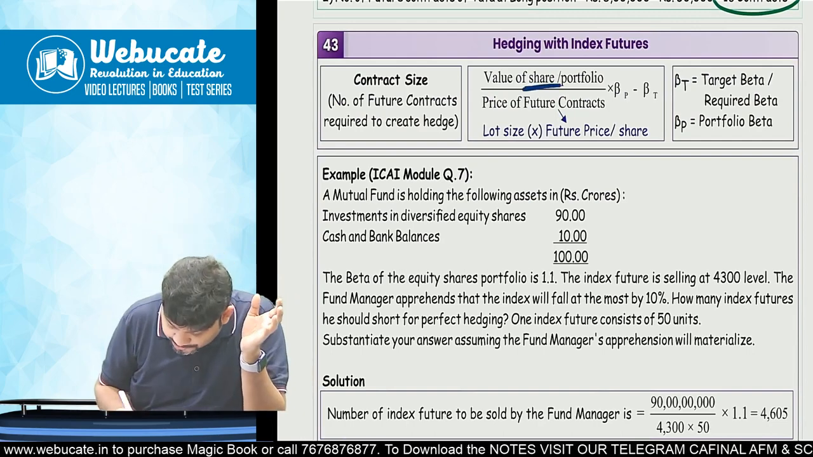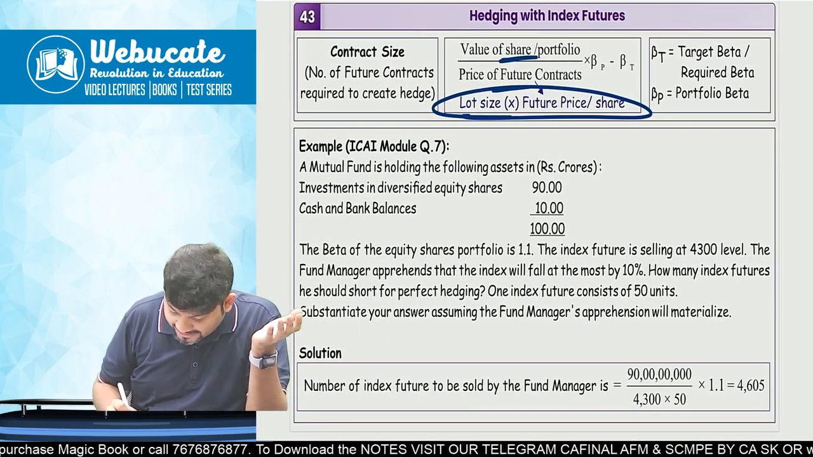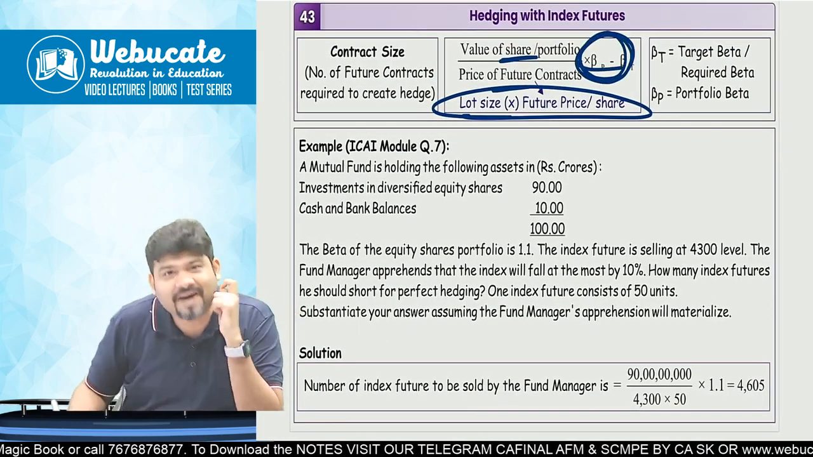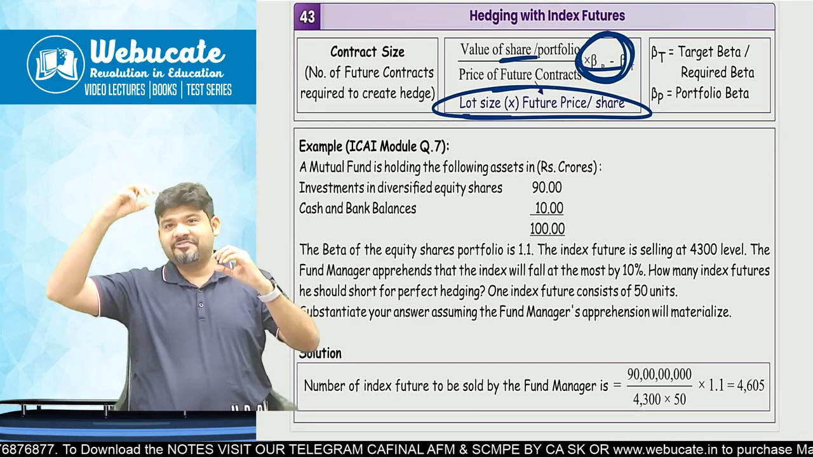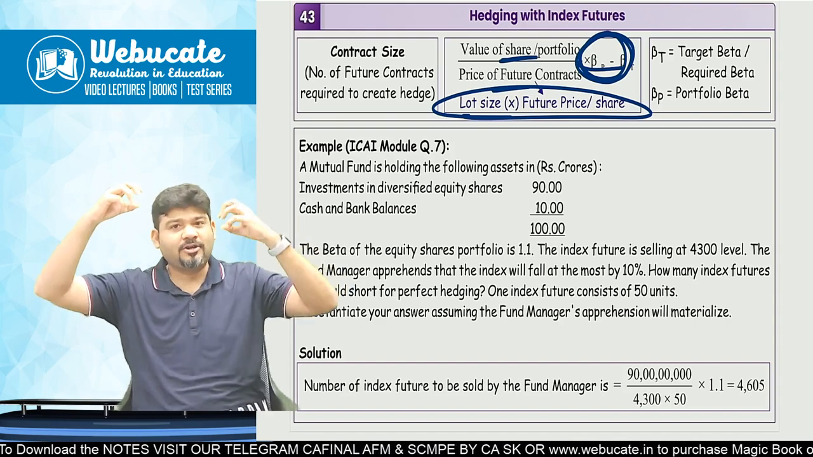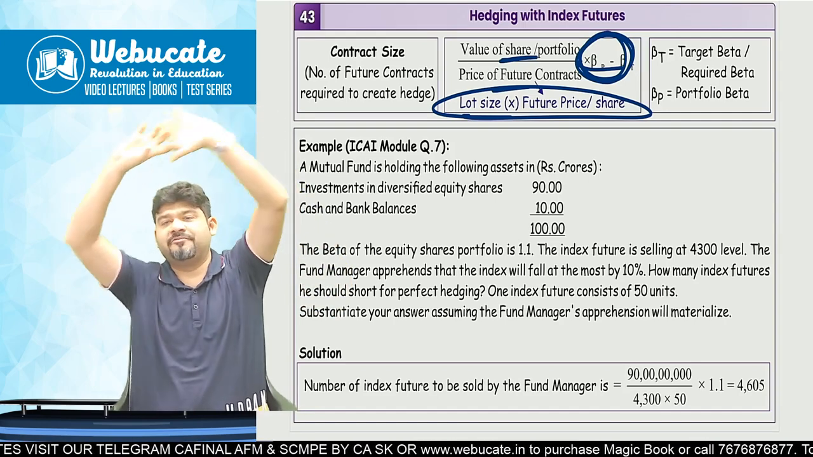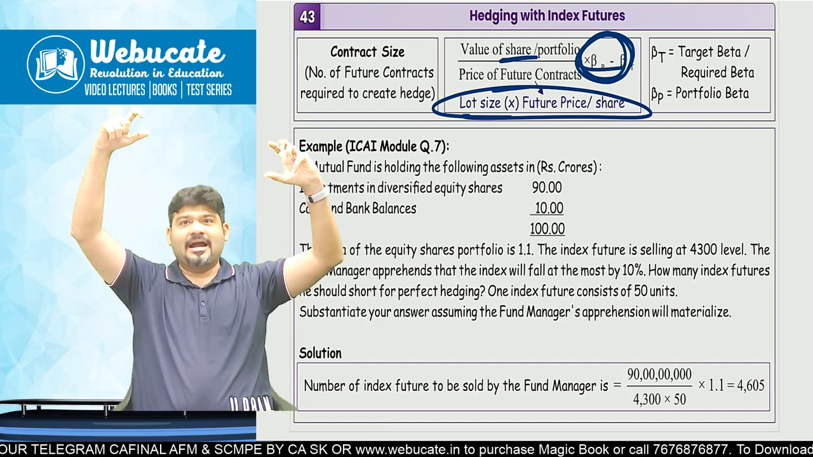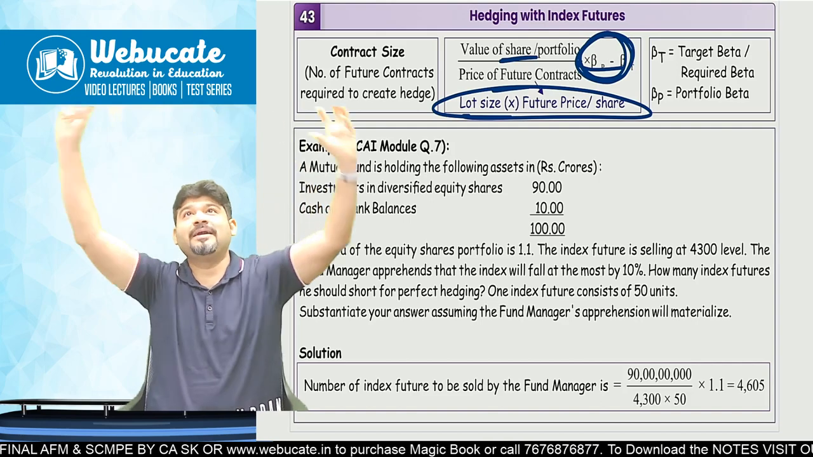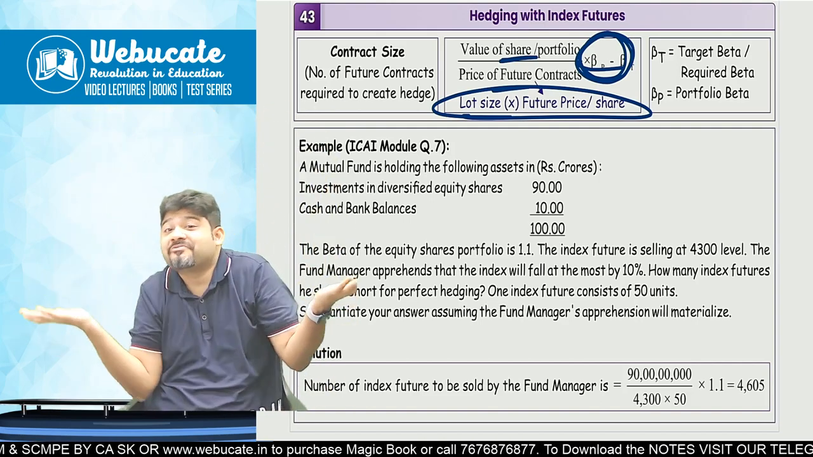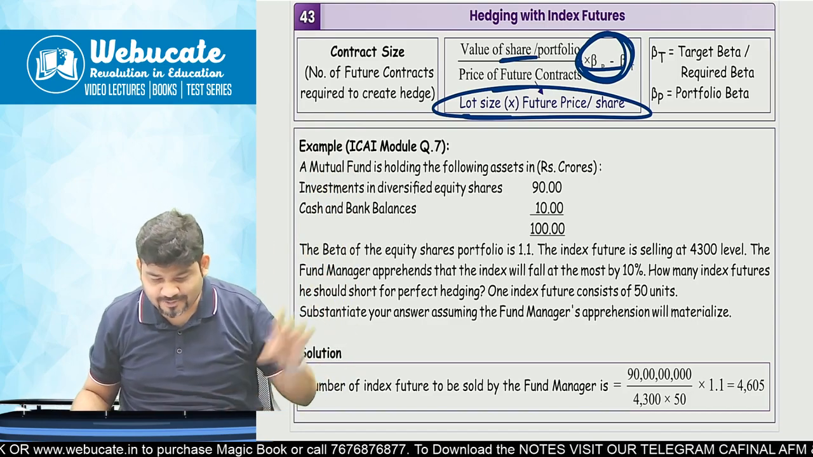So value of share or portfolio upon price of future contracts, as we have done, this is nothing but value of one future contract, but multiply by the beta factor of that company. Because what is beta? Movement of Nifty with that of this share. So if Nifty goes up by 100, this share will go up by 200. So there is a beta of 2. So if the market goes up by 100, I will multiply it by this beta, which is 2. By default, 200 will be hedged, and I have a complete perfect hedge. Are we clear, everyone?